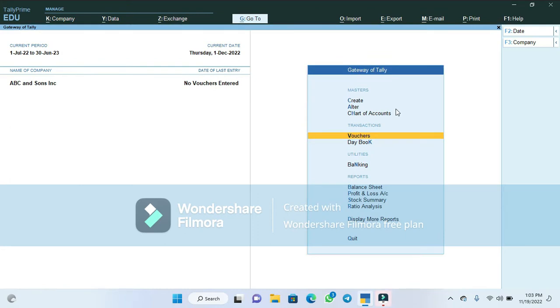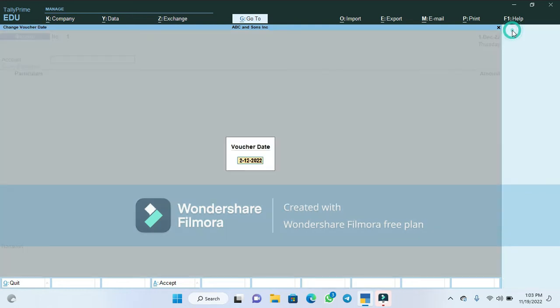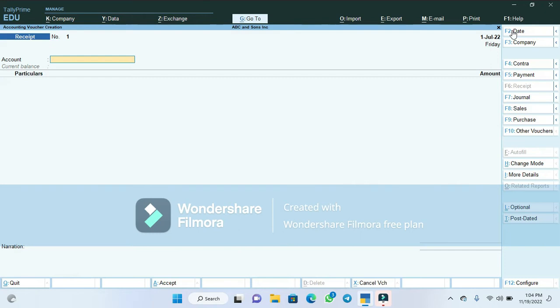In this lesson, we are going to look at the accounting vouchers. Come to vouchers, press enter. Make sure to select your starting date or the date on the source document, 1st of July 2022. Enter. Then after that, you should be sure of what you are entering.